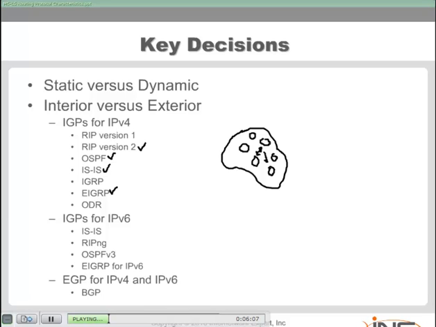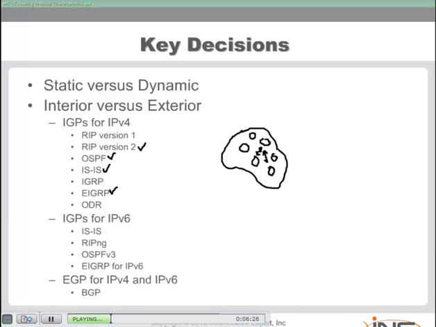Okay? Now, what about IGPs for IPv6? Well, we mentioned ISIS, RIP Next Generation, OSPF version 3, even a flavor of EIGRP for IPv6. So lots of nice options for IPv6.